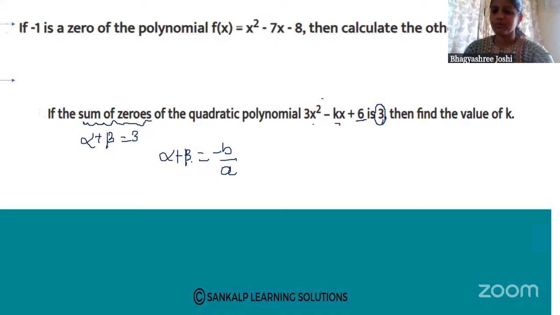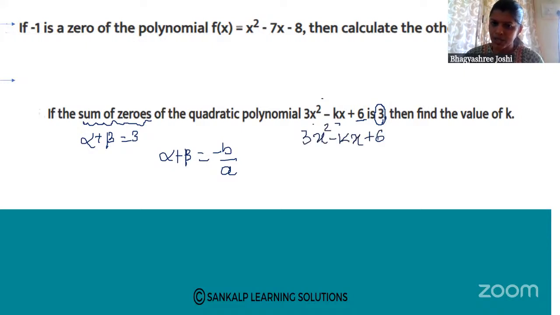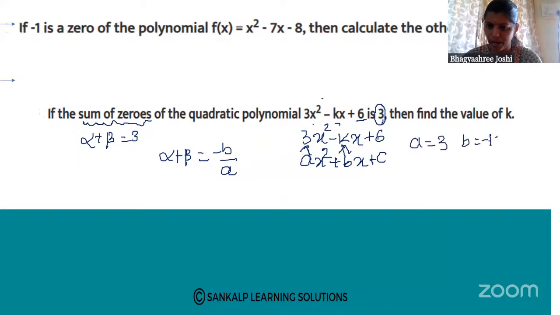Now, 3x square minus kx plus 6 is in the form ax square plus bx plus c. So what is the value of a? A is 3. What is the value of b? B is minus k. A is equal to 3, b is equal to minus k, and c is equal to 6. Now alpha plus beta they have given is 3. So 3 is equal to minus.